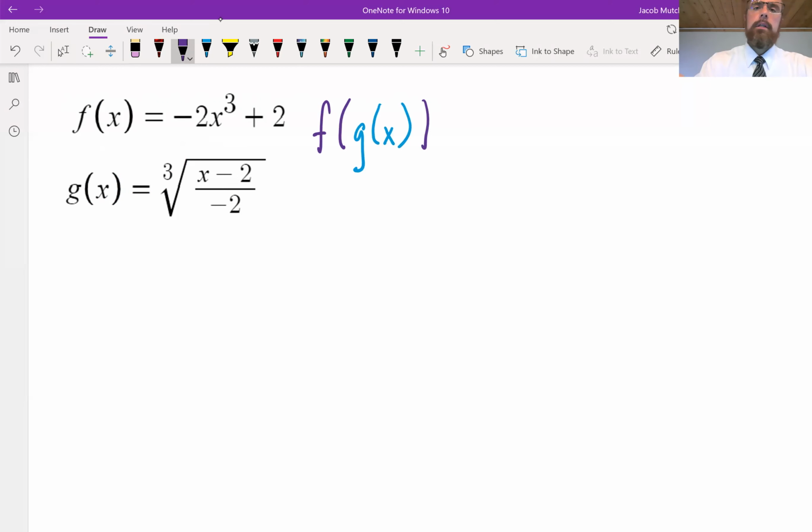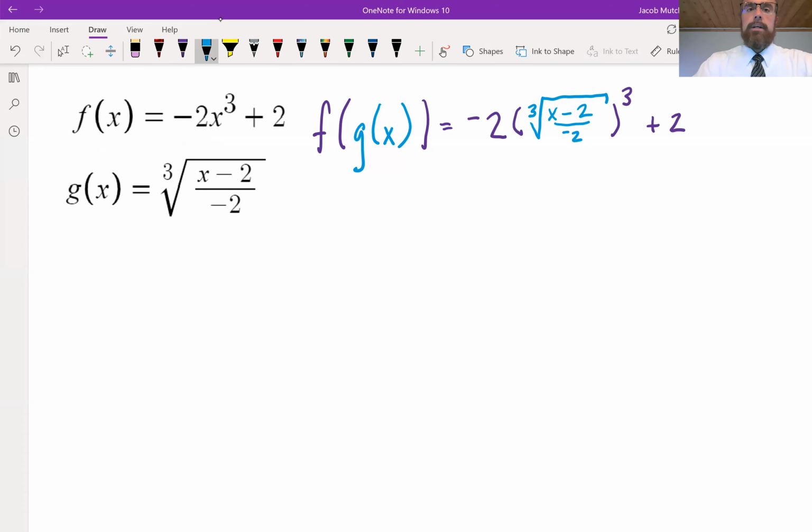So I'm going to leave this structure. Note that the f function is a cubic function, negative 2, where I see x, I'm just going to leave a gap. And then I'll finish the rest of the structure. So it's cubed plus 2. And then within the gap where x was, it's going to place this whole range value or function value of g. So that's the cube root of x minus 2 over negative 2.